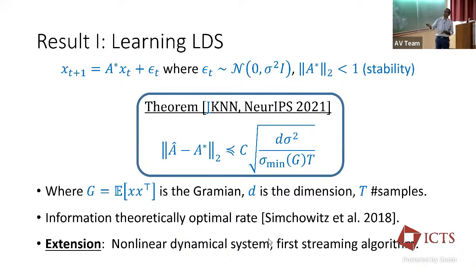So this is the rate we can get. As I was saying, we can get it for a nonlinear dynamical system. That is, there can be a link function or nonlinear function sigma that sits on top of this. But we will need to make some additional assumption about the nonlinear function also.